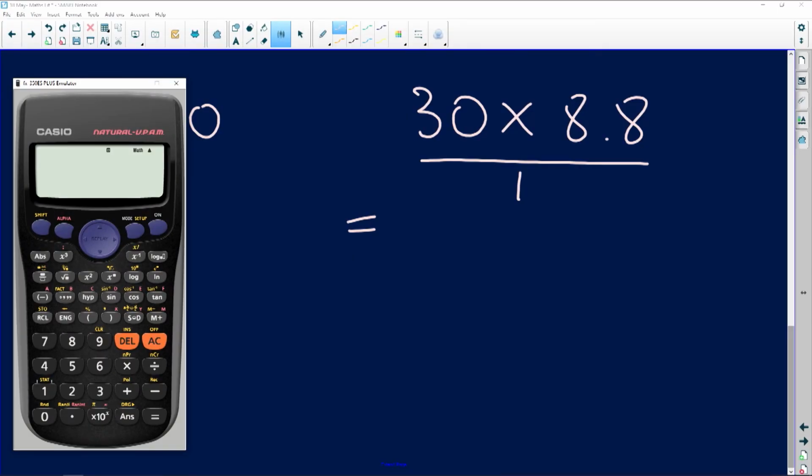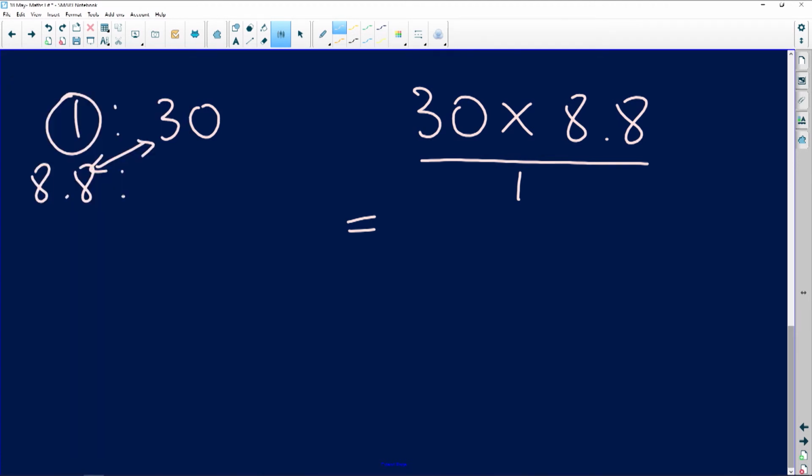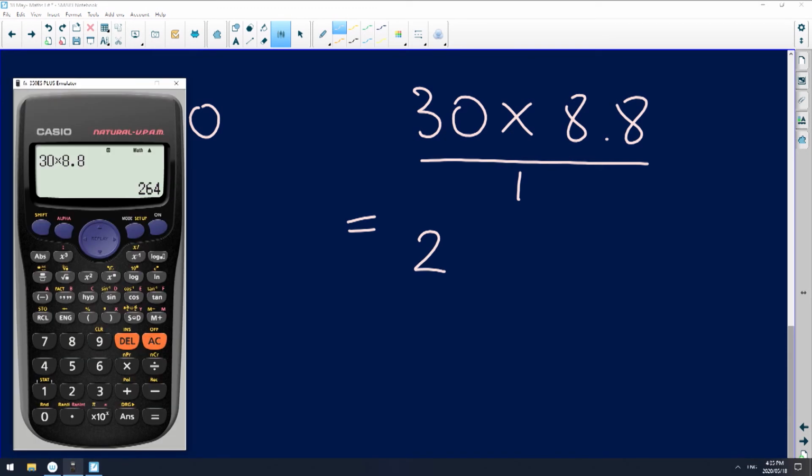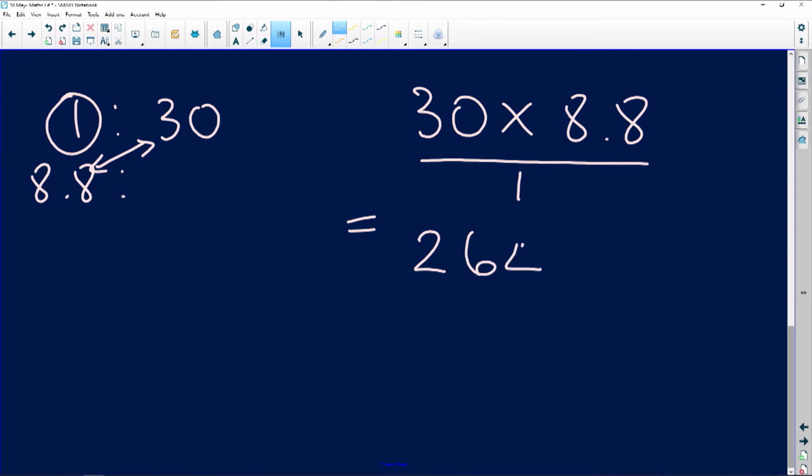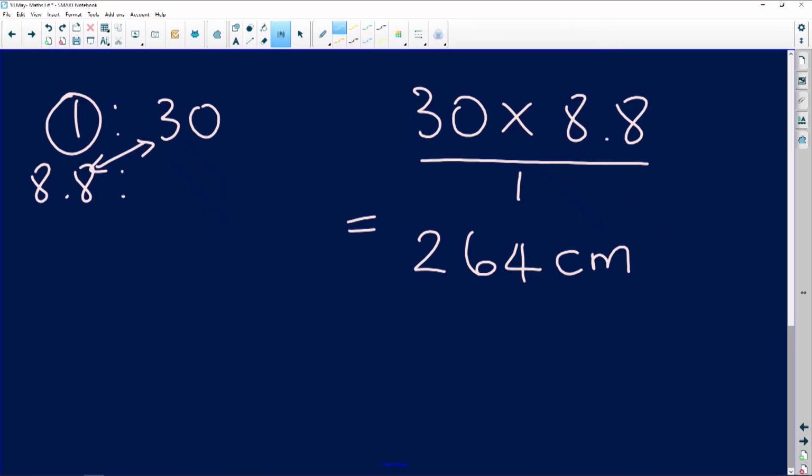And also don't walk into the exam room without a calculator because you are going to be missing out on marks, easy marks. So that is then going to be 30 times 8.8, which gives us 264. So that's 264 centimeters. I didn't divide by the 1 because that's obvious. I'd obviously plug it in if it was a different number, but I know that anything divided by 1 is that thing. So it's 264 centimeters.